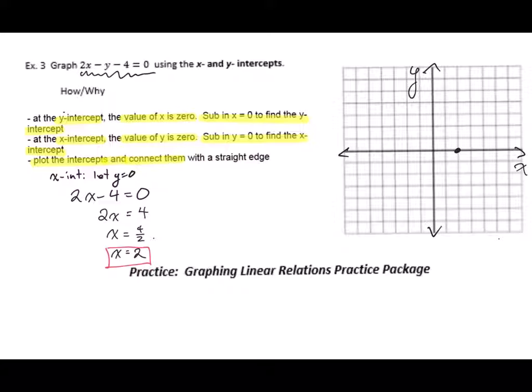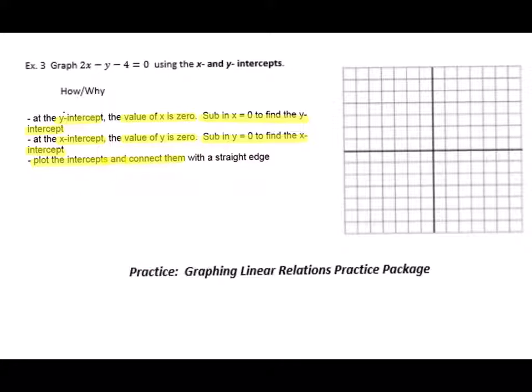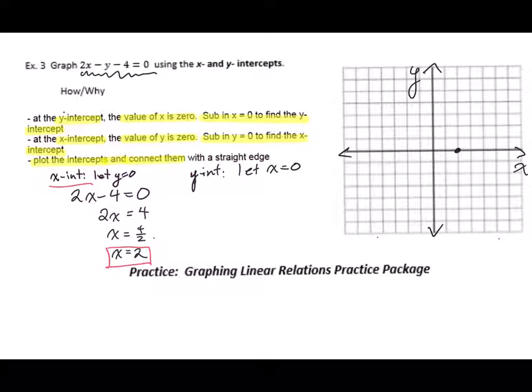And now we'll do the same for our y-intercept. So for our y-intercept, we let x equal 0. And now our equation becomes negative y minus 4 is equal to 0. So we end up with negative 4 is equal to y. So our y-intercept in this case is going to be negative 4. So I'm just going to quickly plot that on my chart.